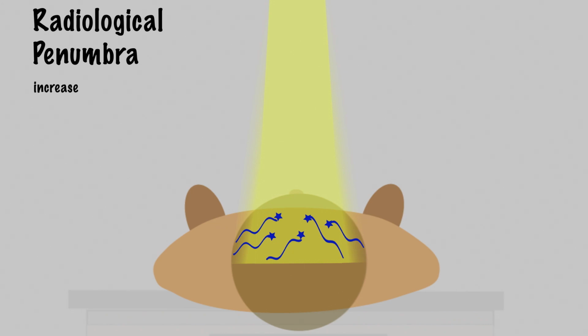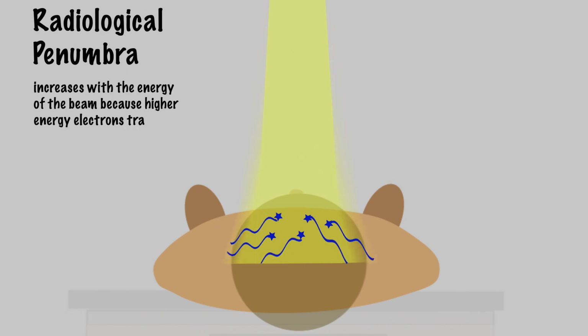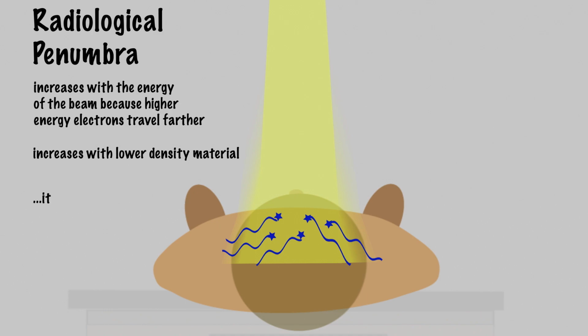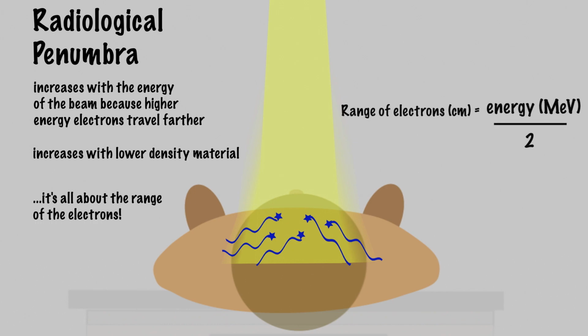Radiological penumbra width increases with the energy of the beam because higher energy electrons travel farther. It also increases in lower density material, for example, in lung, because electrons will travel farther. It's all about the range of these electrons. The range of electrons in soft tissue is about the energy in MeV divided by 2, and that will give you the approximate range in centimeters.